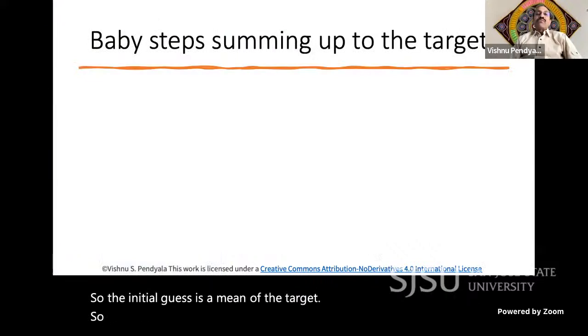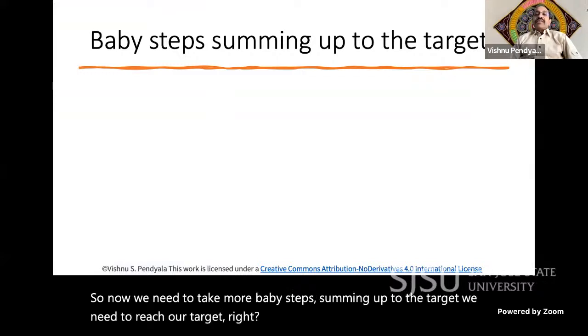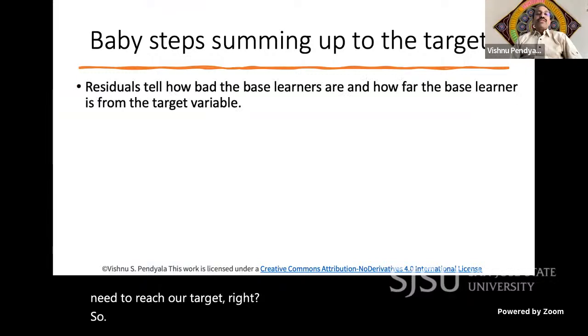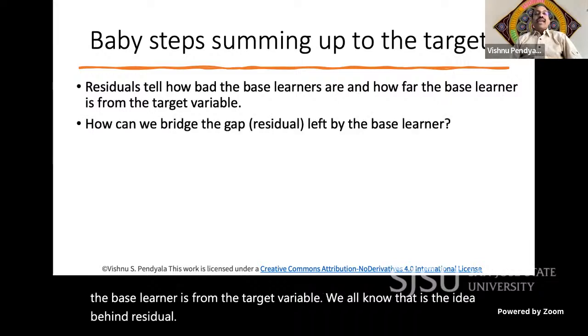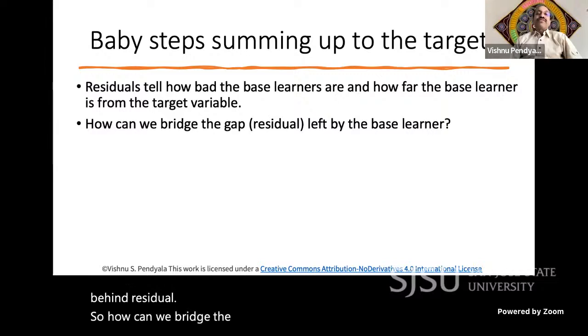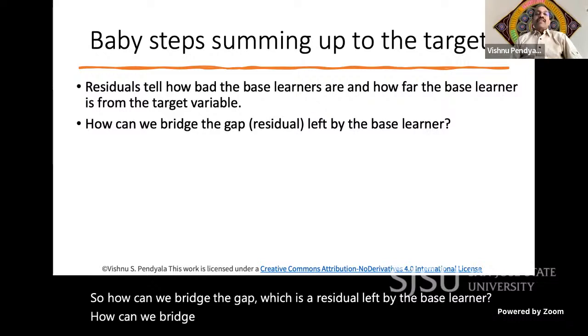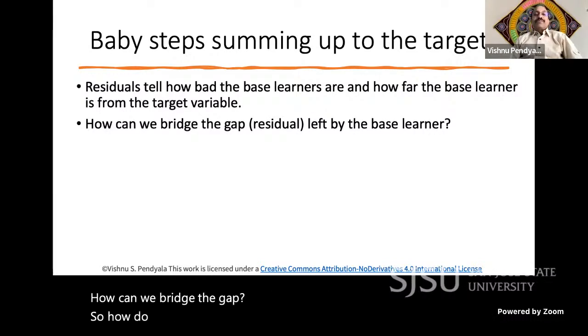So now we need to take more baby steps summing up to the target. We need to reach our target, right? We know that residuals tell how bad the base learner is, and how far the base learner is from the target variable. We all know that. That is the idea behind the residual. So how can we bridge the gap, which is the residual left by the base learner? There's a gap, which is the residual, and how are we going to fill it up?